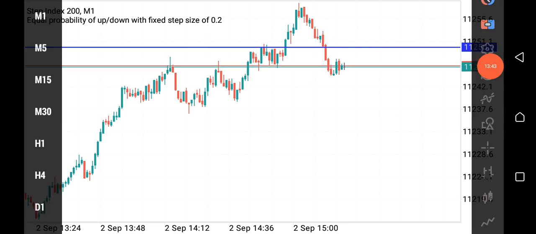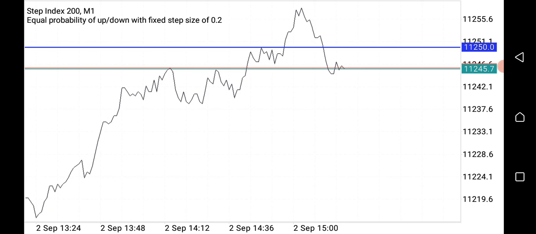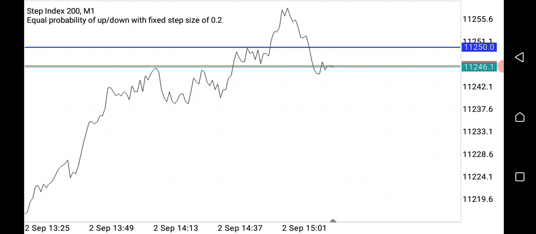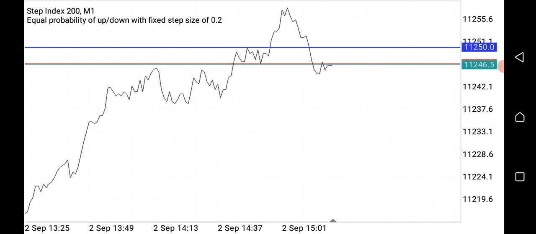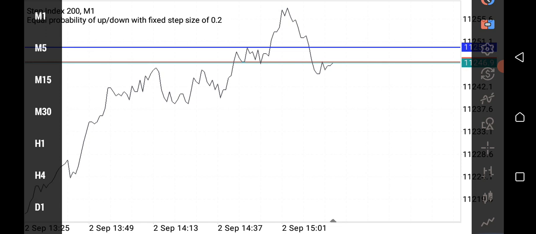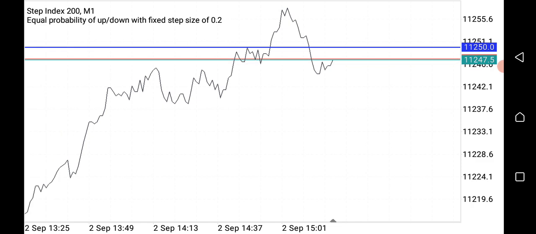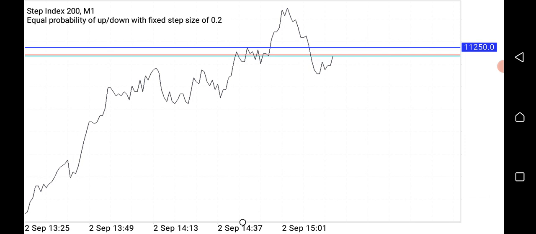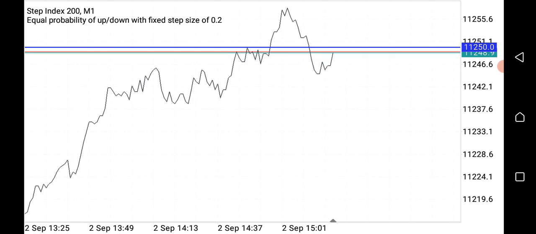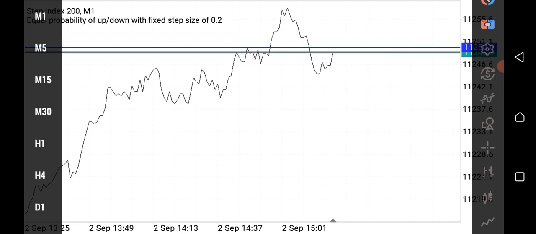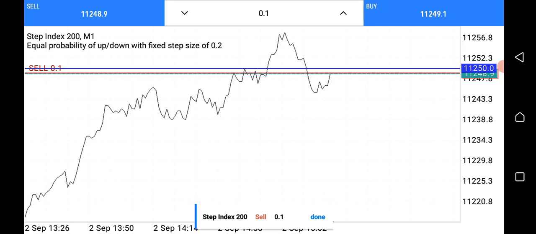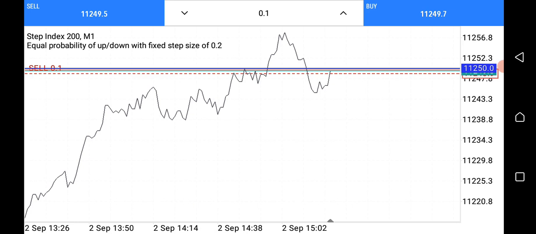So let me go to my line charts. This is the best. No one will tell you this. Many top traders use this to refine their entries. So I have to scalp from here. I'll scalp from this place.